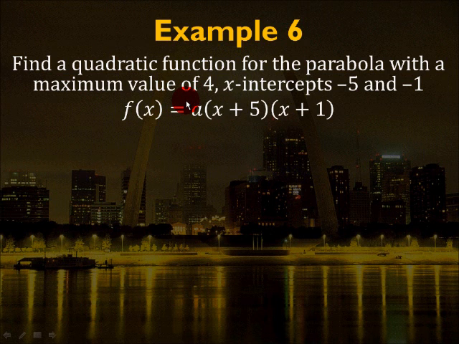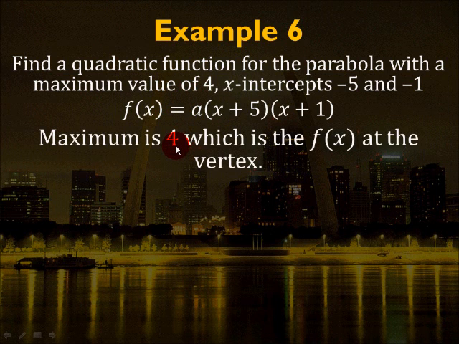Now we have to do something with this maximum value. If the maximum is 4, this represents the f of x at the vertex. And you're going to have a negative a value because if it's a maximum, you're going to have a parabola that opens downward. So you're going to have a vertex at the very top. So this is the f of x.